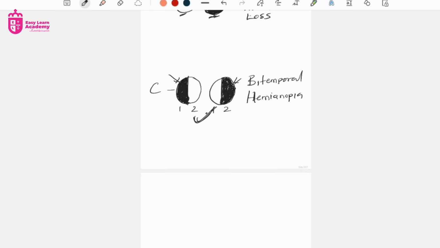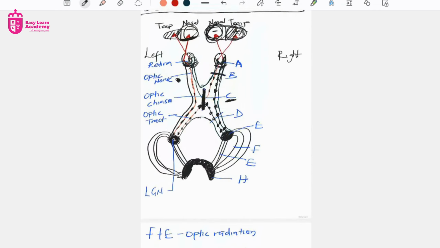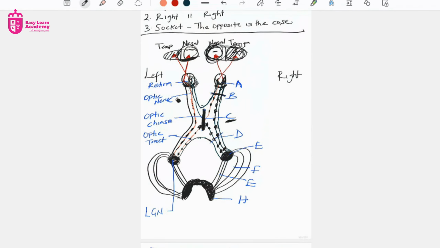Is it easy for everybody? Who failed it and still doesn't understand how we got bitemporal hemianopia? Anybody? Can you go back? Yes, I'll go back up, definitely. So coming from, you said the lesion was at C, which is the optic chiasm. So whatever you drew that was coming up.